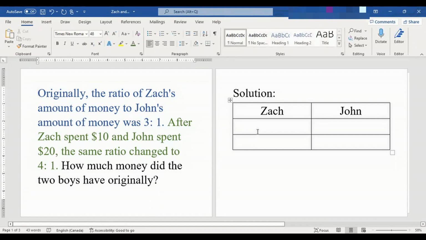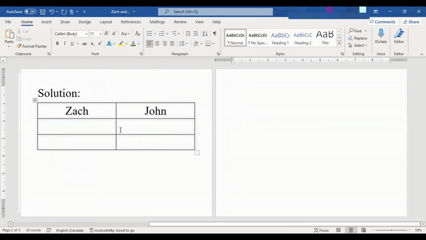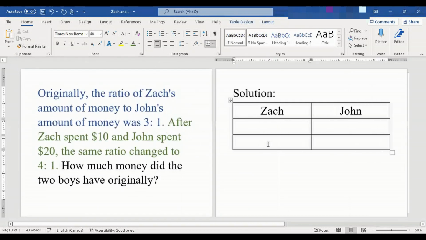Okay, and we're going to start with the blue sentence, which says, originally, the ratio of Zach's amount of money to John's amount of money was 3 to 1. And to represent that ratio, we're going to use symbols. And we're going to use hexagons this time. We'll put 1, 2, 3 for Zach and 1 for John. And just like that, we have represented the blue sentence, our 3 to 1 ratio.